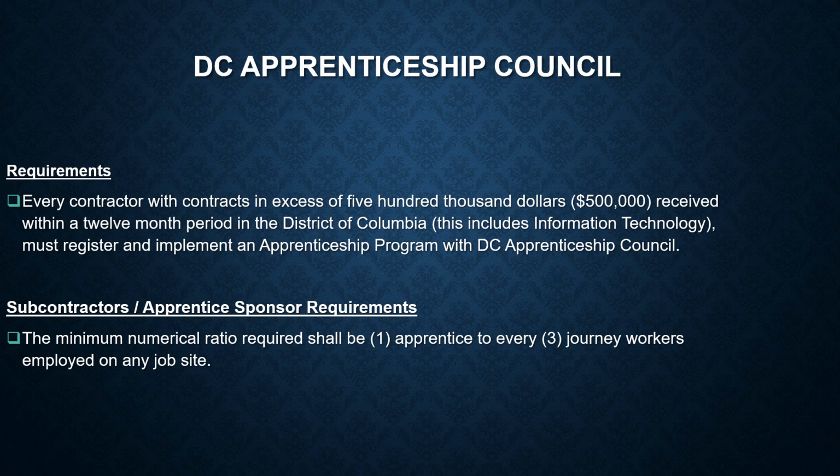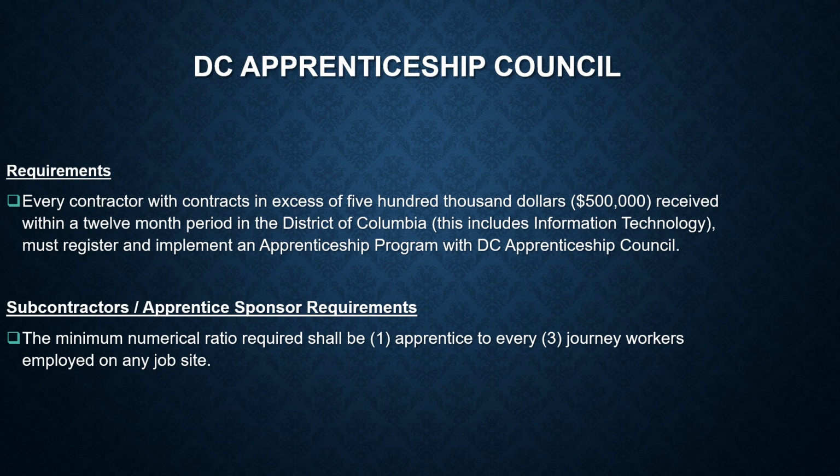DC apprenticeship is monitored by the DC Apprenticeship Council. Every contractor with contracts of $500,000 or more, whether it's one contract or multiple, received in a 12-month period in the district, must register and implement an apprenticeship program through the DC Apprenticeship Council.